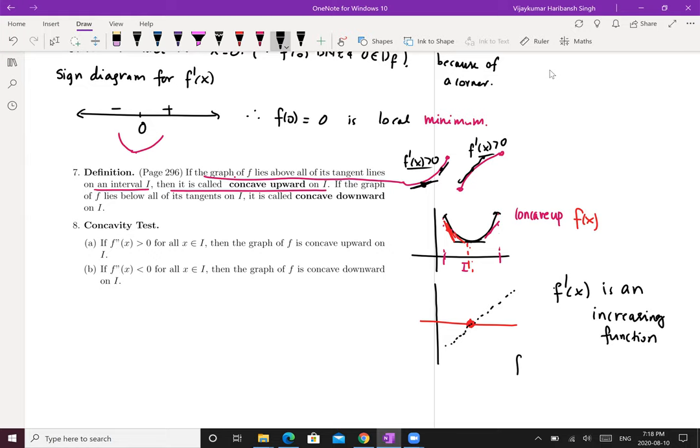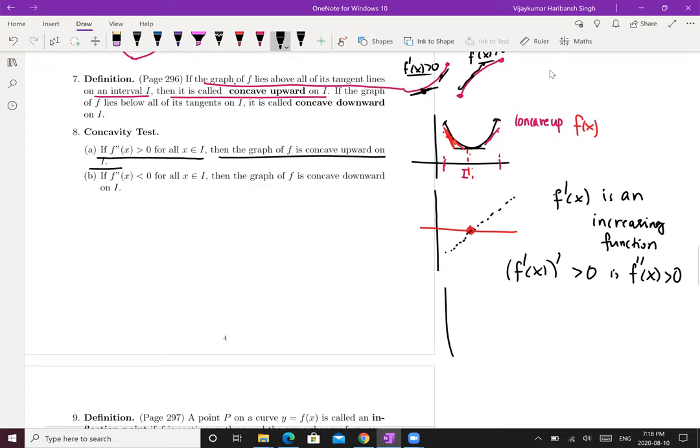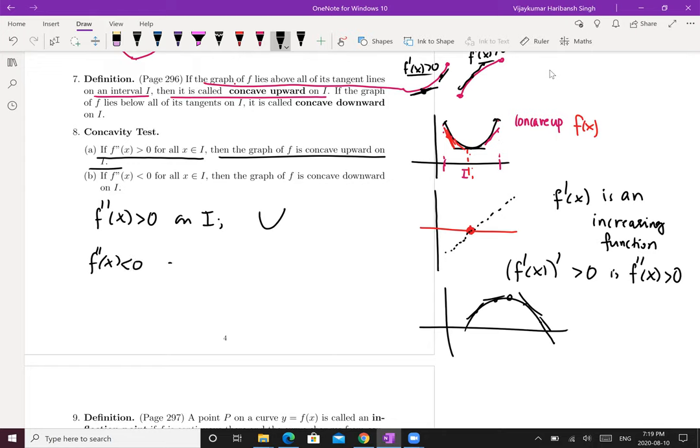And for every increasing function, if you take the derivative of that, it's going to be greater than zero. That is the same as saying f double prime of x is greater than zero. So we say that if the second derivative is greater than zero, then the graph is concave upward. Similarly, in the other case, the function is concave downward, and you can check that the second derivative is less than zero. So, rule of thumb: f double prime of x greater than zero on I, f is concave upward, smiley face; f double prime of x less than zero on I, f is concave downward.